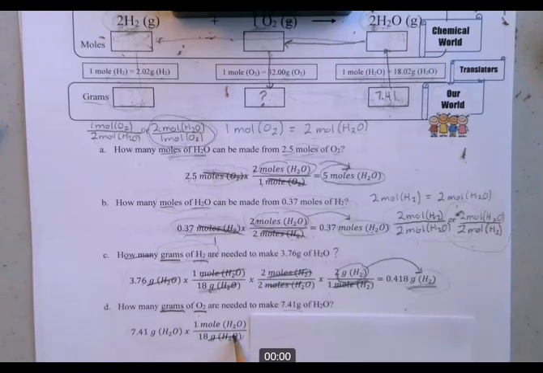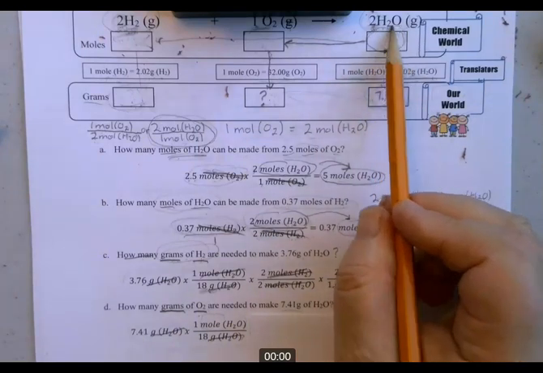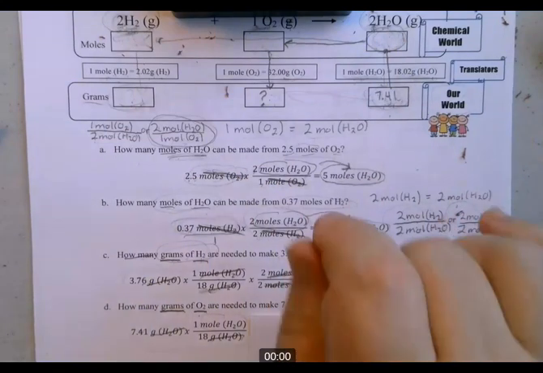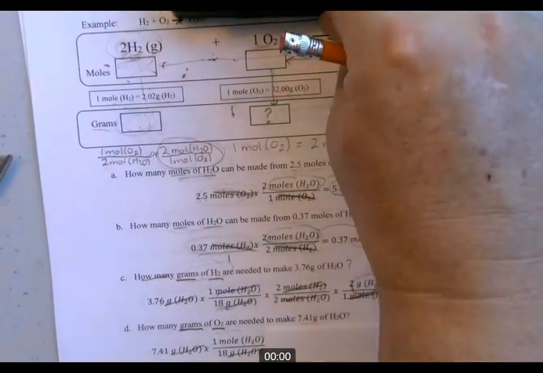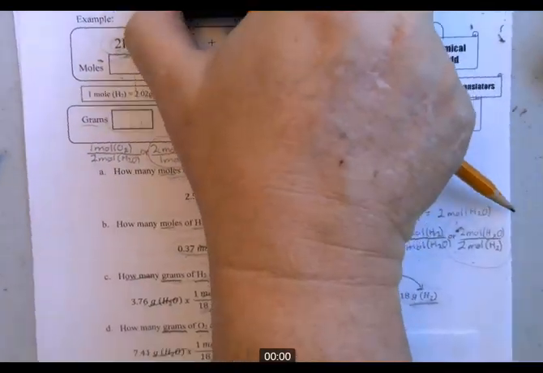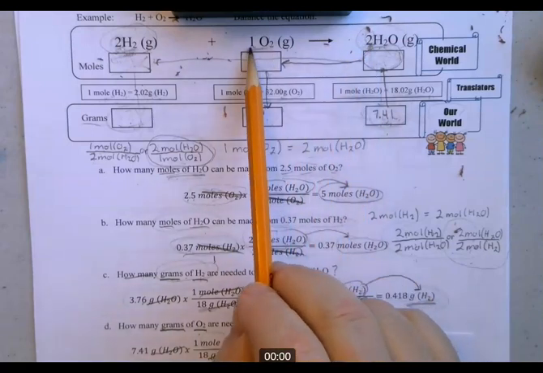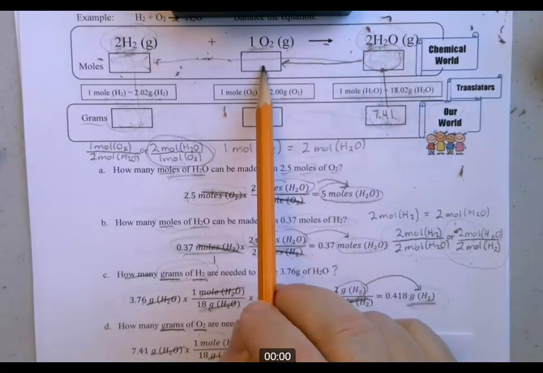So grams of H2O cancels with grams of H2O, and I have moles of H2O, and that puts me in this box right here. I'm not going to write out the number. I'm not going to do the calculation. We don't need to. We do all three of the calculations at the same time. Now we need to go from moles of H2O to moles of O2. We need to move from here to here.